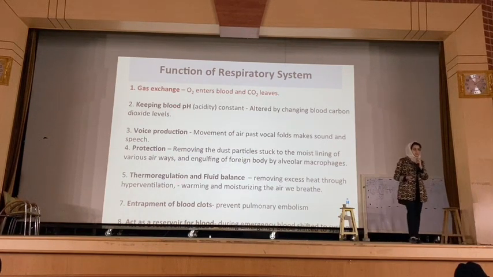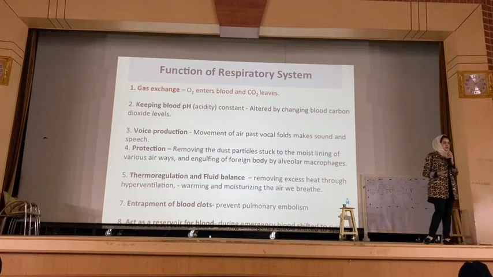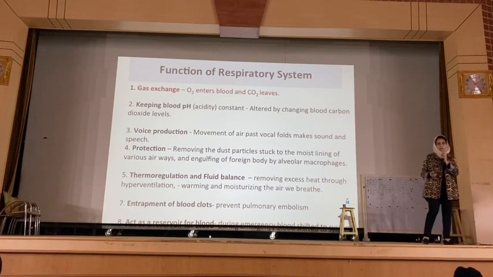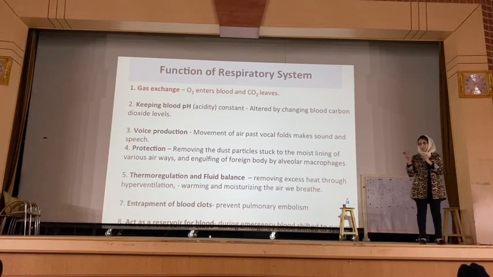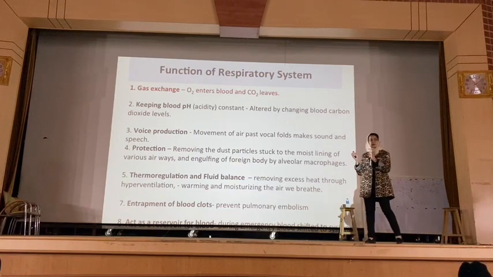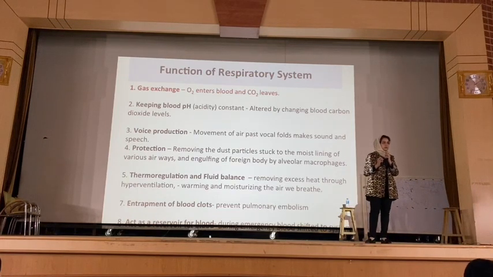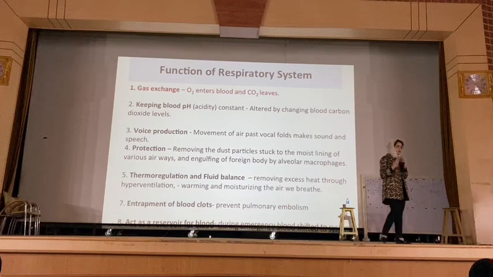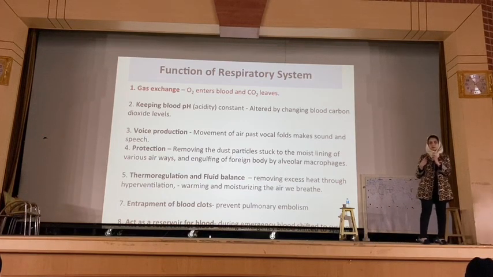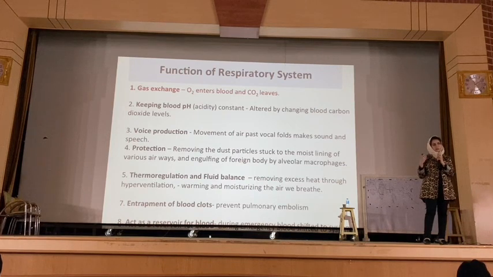And protection. How does the respiratory system protect you? Of course, we have cilia, we have hair, we have a mucus lining that entraps foreign bodies, and also there are macrophages in our lung tissue that engulf foreign bodies. Cough and sneezing are two important protective mechanisms.